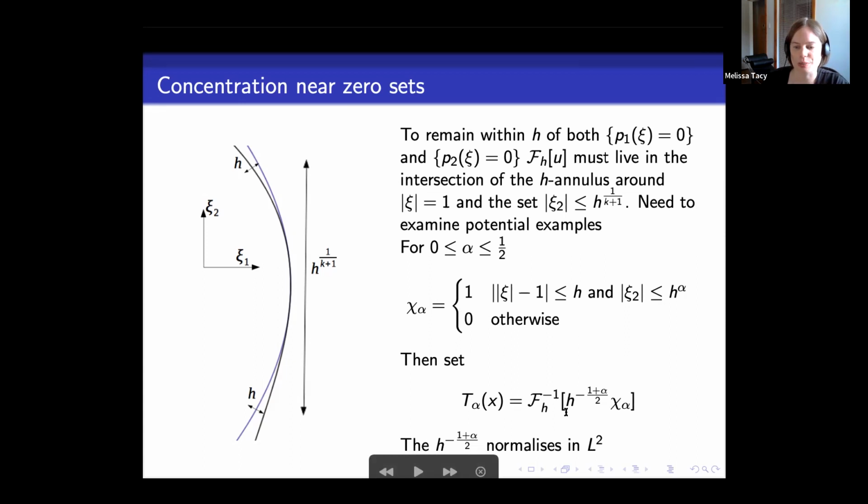But I need to normalize it, okay, because I want to keep everything L2 mass 1. So if you work out what the correct factor is, I need to multiply it by h to the minus 1 plus alpha on 2. So now my example, T alpha of x, is going to be the inverse Fourier transform of chi alpha times the prefactor. And so what I want to see is how big are the T alpha and in what regions.